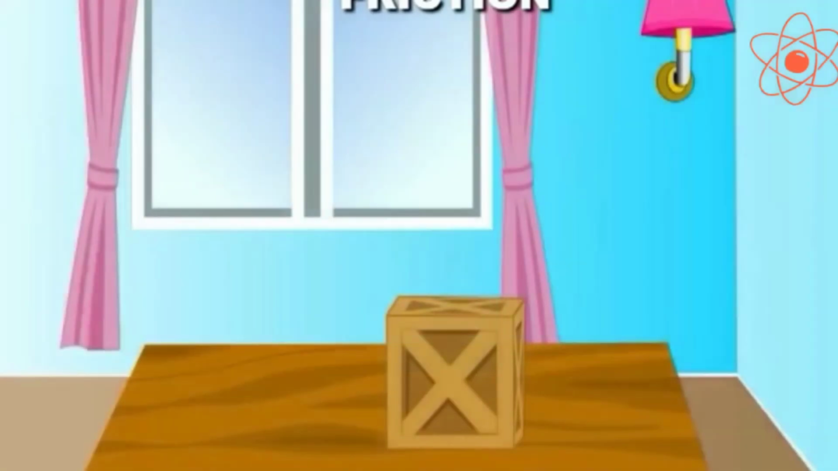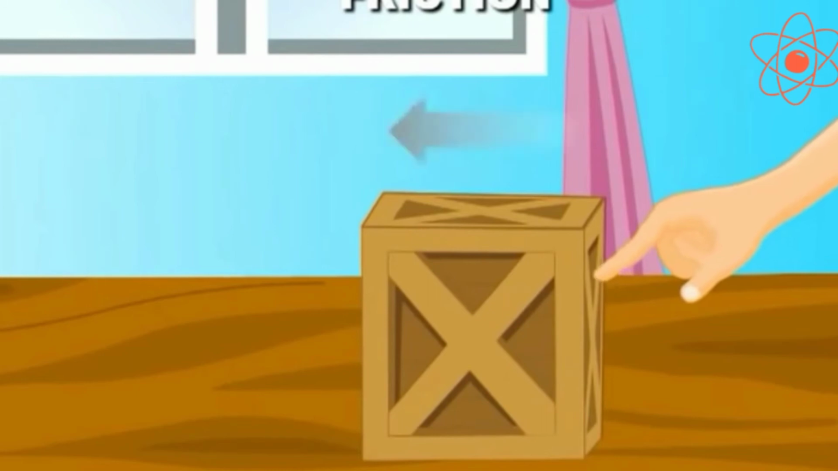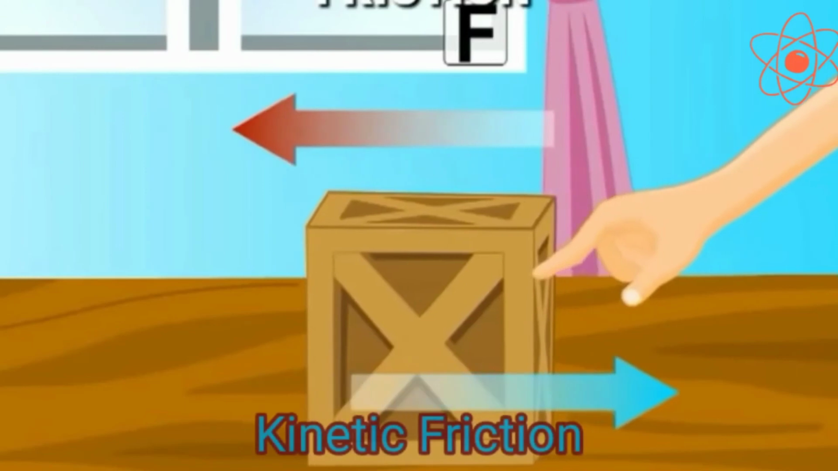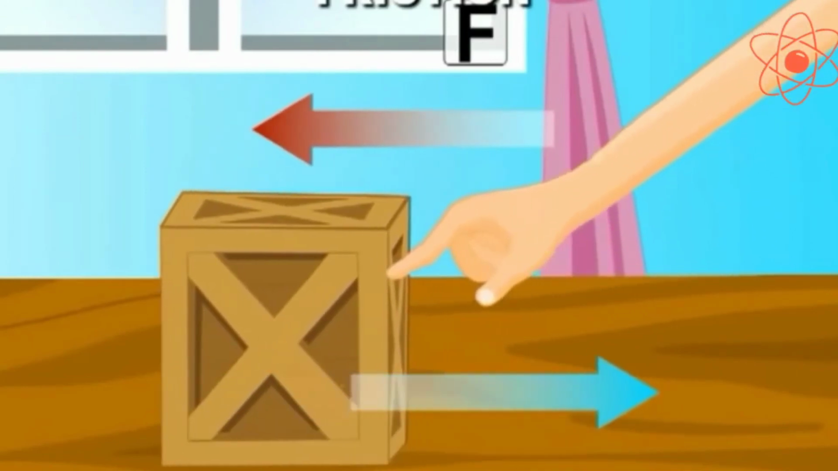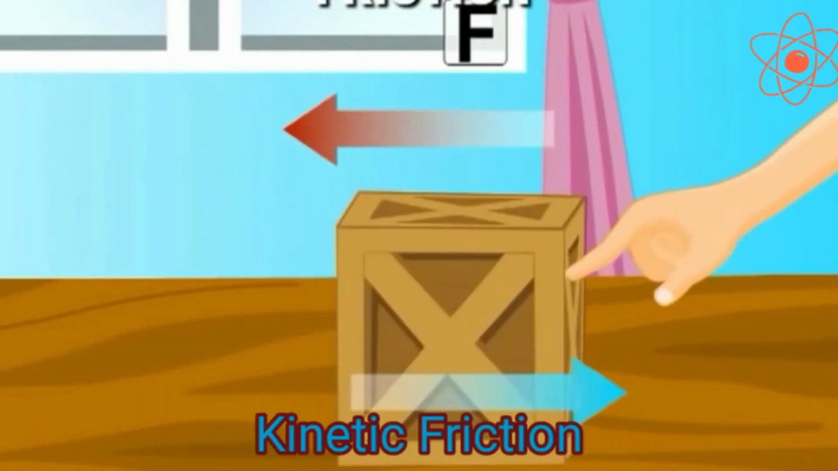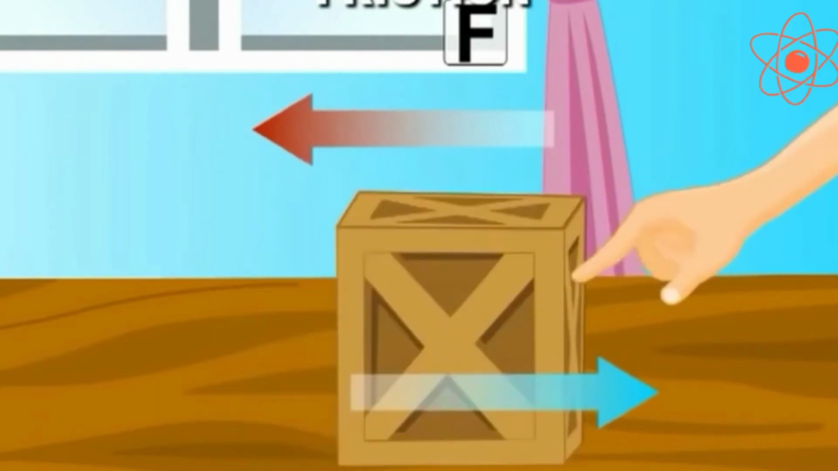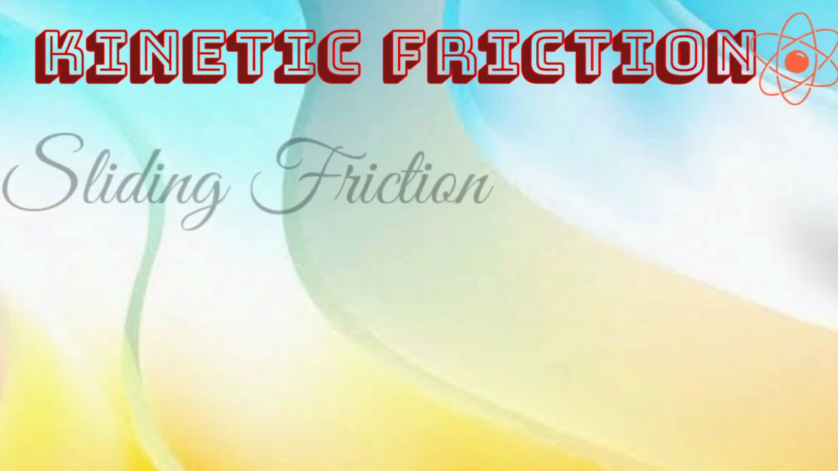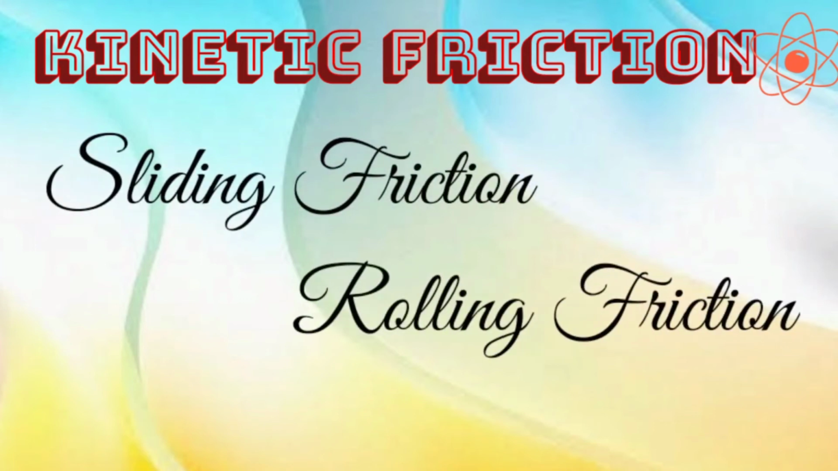Let us take an example. When we push a wooden block, it does not move. It remains at rest. This is due to the static friction. But when we increase the applied force slightly more than the limiting friction, we see that the box begins to slide slowly. The force of friction at this stage is called kinetic friction. There are two types of kinetic friction: sliding friction and rolling friction.